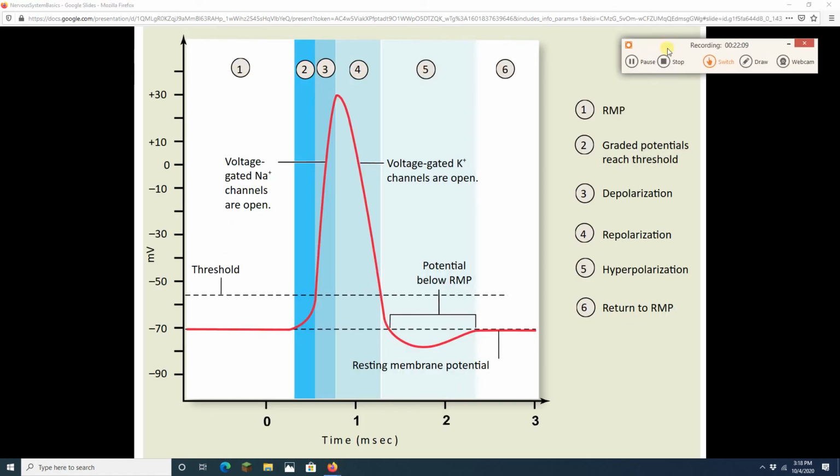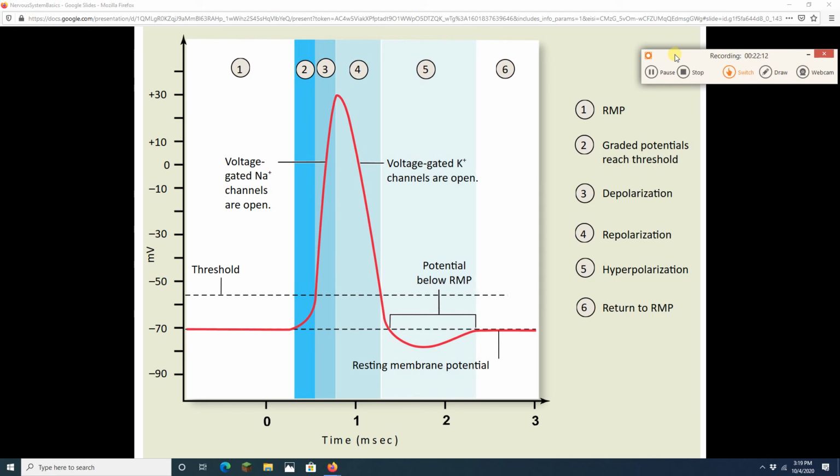Here is a graph of those 3 events. So it's like we are just zooming in at one of those spots that we saw in the previous slide. We start at resting potential. A graded potential arrives. That's what this is right here, the arrival of a graded potential. We get to threshold. And then we have this big depolarization. Then we have this big repolarization, which actually goes below the initial resting membrane potential for this period of hyperpolarization. And then we're back to the resting membrane potential.